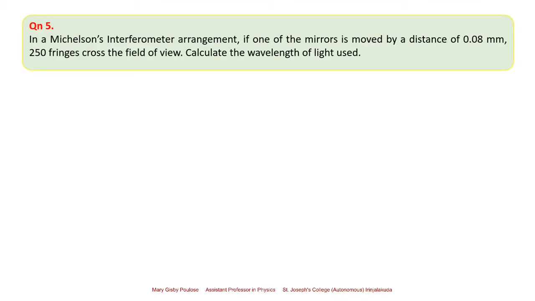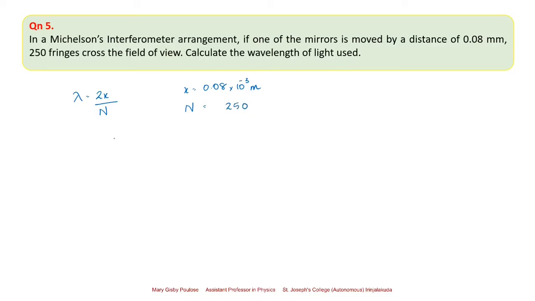So in the theory of Michelson's interferometer, we have the expression to determine wavelength as lambda is equal to 2x divided by n, where x is the distance moved by one of the mirrors and n is the number of fringes crossing the field of view. So here the distance moved x is given as 0.08 into 10 raised to minus 3 meters, and the number of fringes is 250.